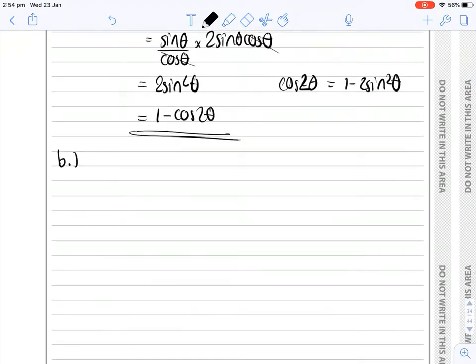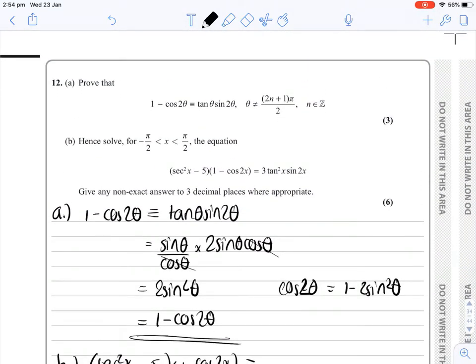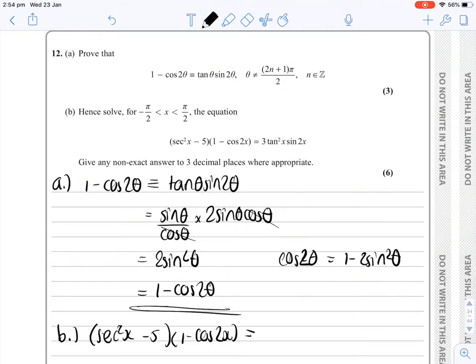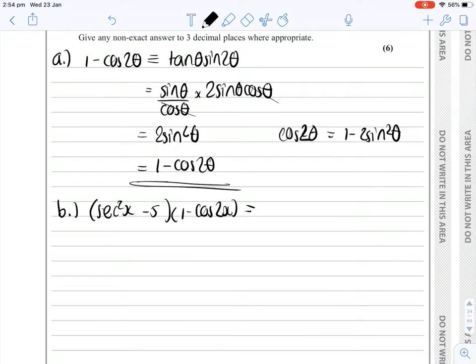So what we've got is (sec squared x minus 5)(1 minus cos 2x) is equal to 3 tan squared x sin 2x. Now it says hence, so that means using what we've just found. If we look at the similarities between what we've got here and what we've got here, we can say that this is going to be 3 tan x lots of 1 minus cos 2x.